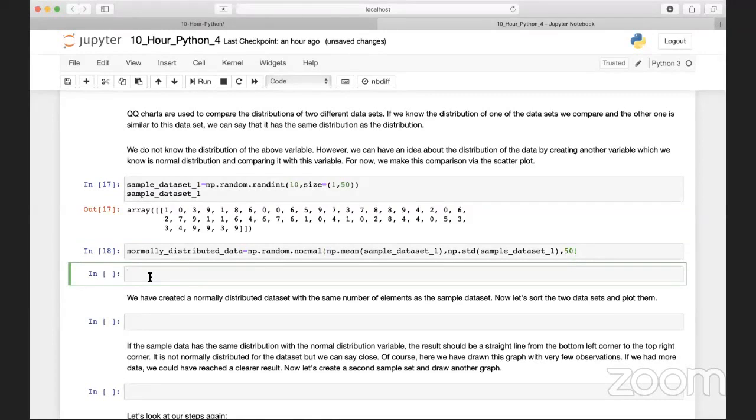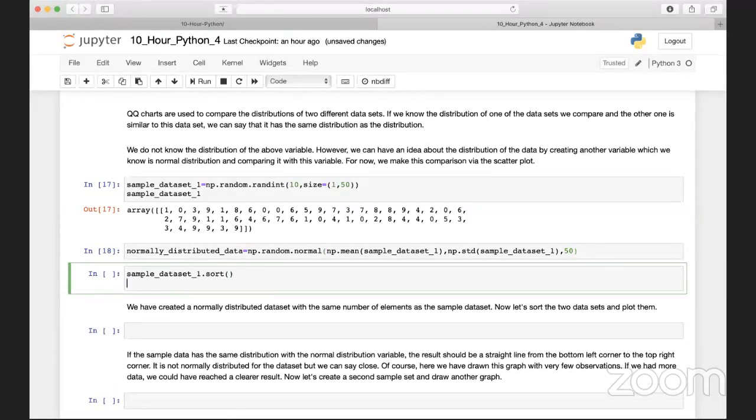What is left is to sort the sample data set 1, sample data set 1 sort. If I do that, I sort it. Let me continue. I will draw the graph.